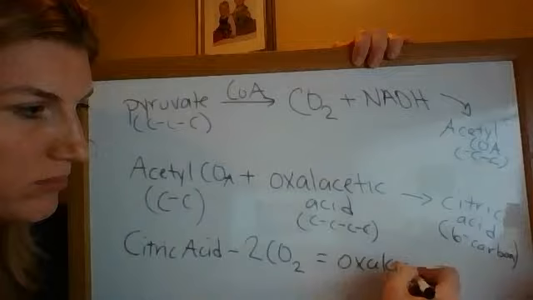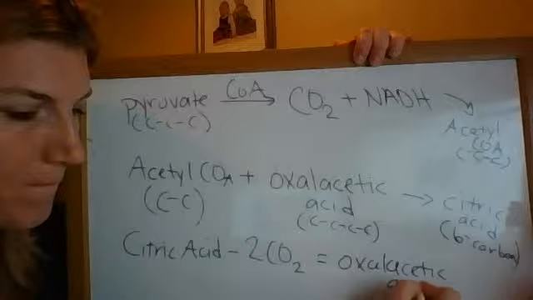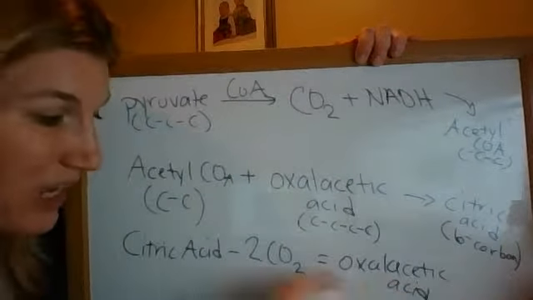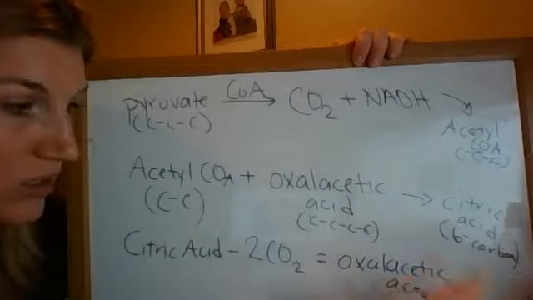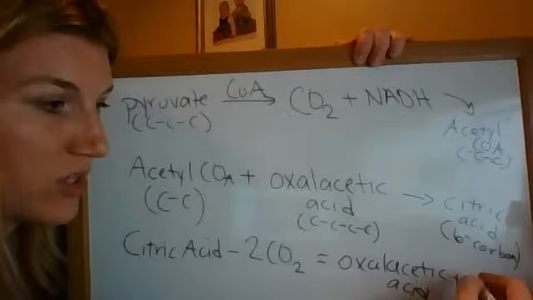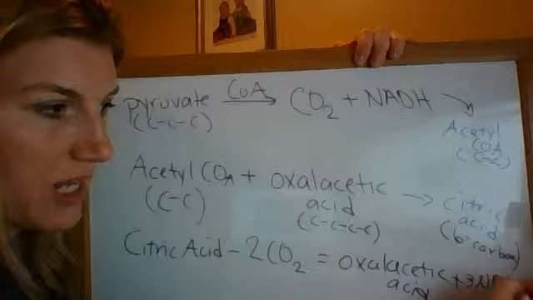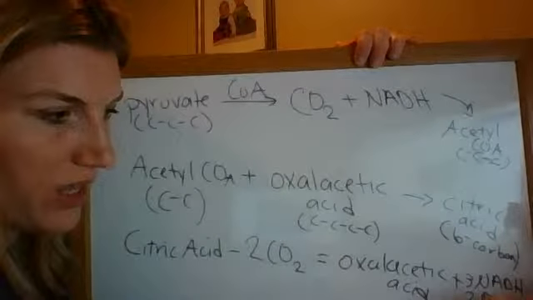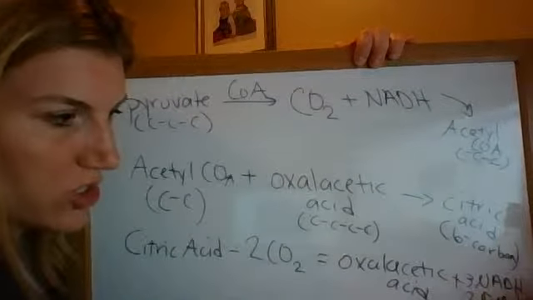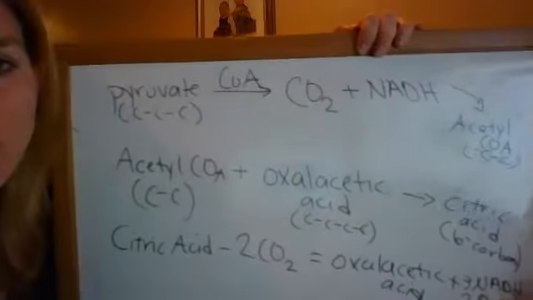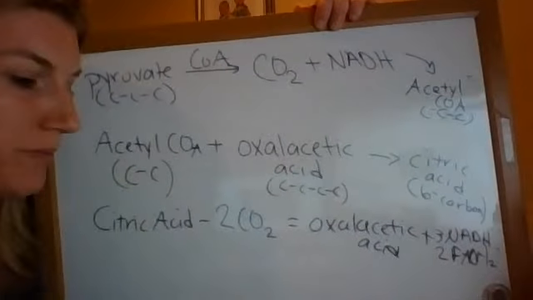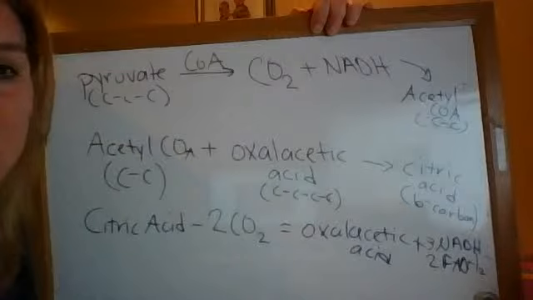So, citric acid, taking away those 2 carbon dioxide, is going to give us that oxaloacetic acid, along with these waste products here: 3 NADH and 2 FADH2. Oh, sorry, that's super sloppy. FADH2. So you might say, alright, well, what's the big deal?